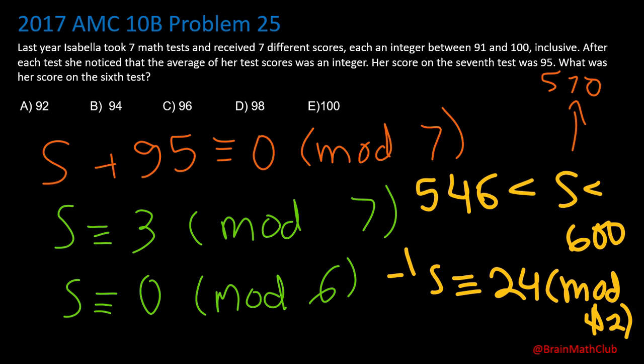So we know that after the first 5 tests, her scores were divisible by 5. And after the first 6, they were divisible by 6. 570 is divisible by 6, meaning that this is true. So now, if we look at the options, if I subtract 92 from 570, I don't get an integer divisible by 5. Same for B, C, and D, meaning that only E is the answer.